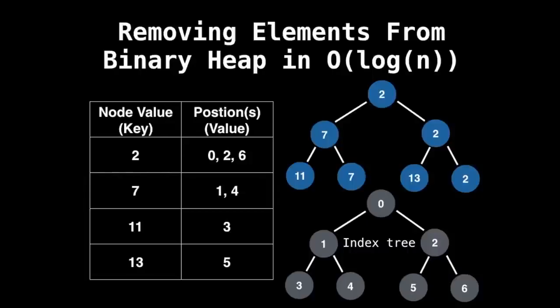On the left is the hash table with the key value pairs. Notice that 2 is found in 3 positions, 0, 2, and 6, while 7 is found in 2 positions, 1 and 4, and so on. So this is how we're going to keep track of the positions of the values in the tree. If nodes start moving in the tree, we also need to keep track of that. For example, if a bubble up or a bubble down occurs, we need to track all of those movements and where the swaps go to so we can update the index position in our map.